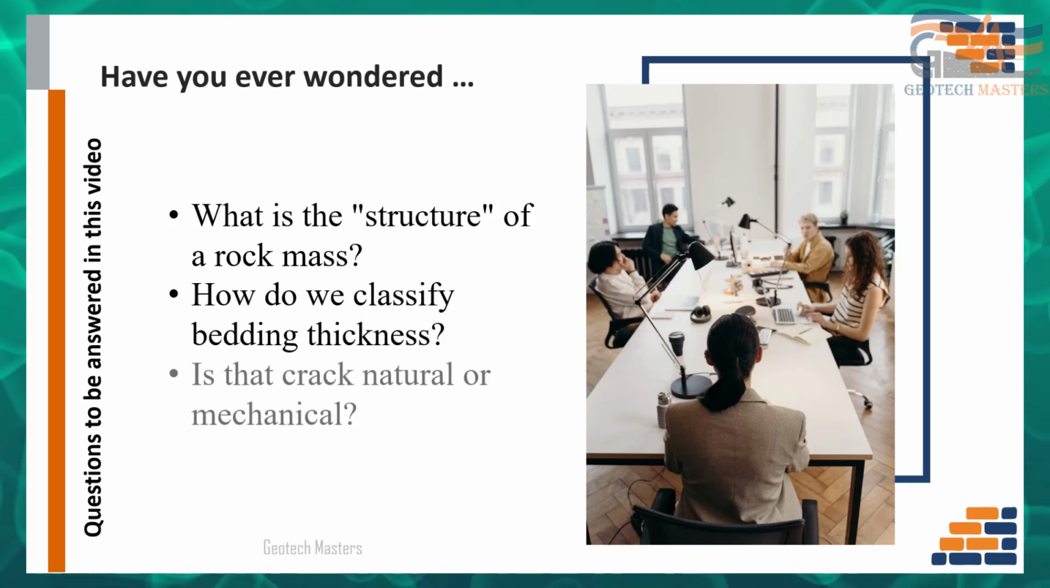Finally, and this is perhaps the most important skill for a field engineer, when you see a break in the drill core, is it a natural fracture that was already in the ground, or did the drill machine break the rock while extracting it? Knowing the difference between a natural and a mechanical break is critical for your data quality.